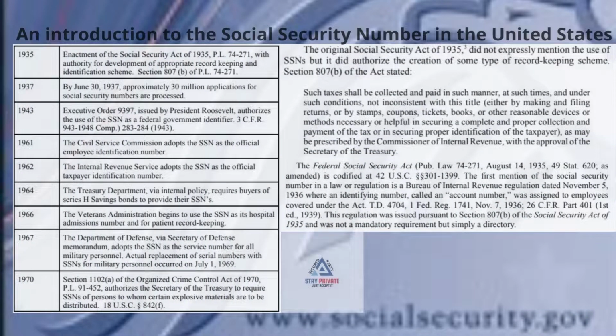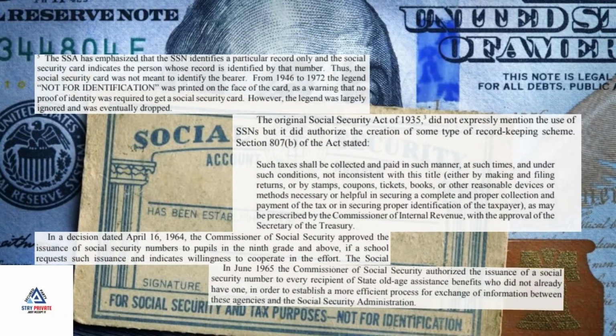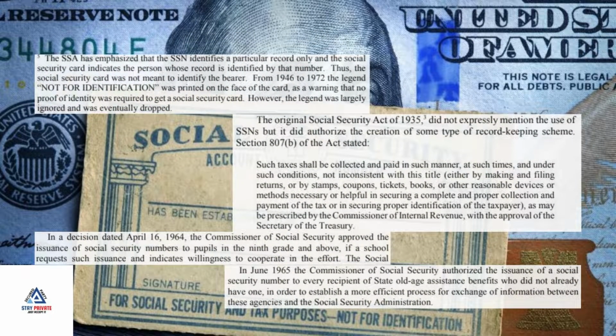An introduction to the Social Security number in the United States. The Social Security Administration has emphasized that the Social Security number identifies a particular record only, and the Social Security card indicates the person whose record is identified by that number. Thus, the Social Security card was not meant to identify the bearer.